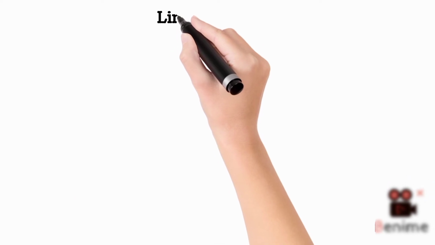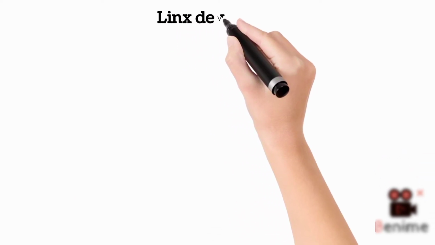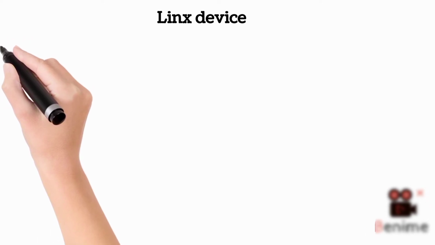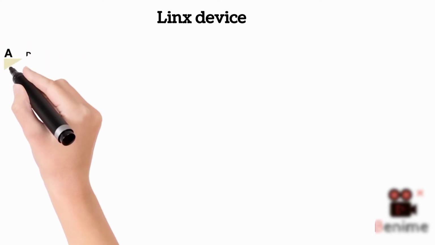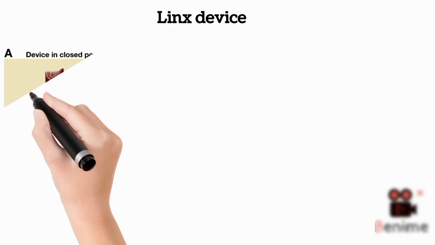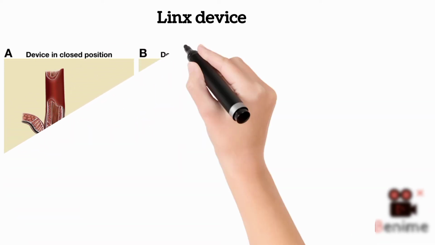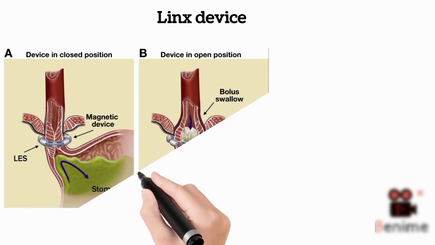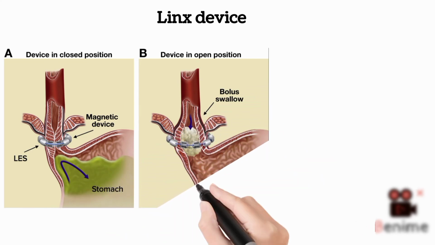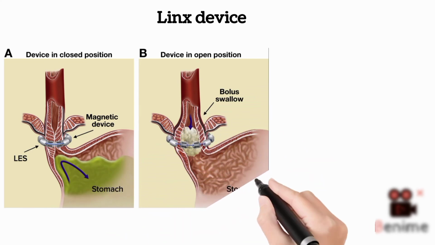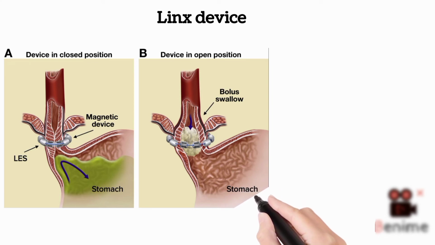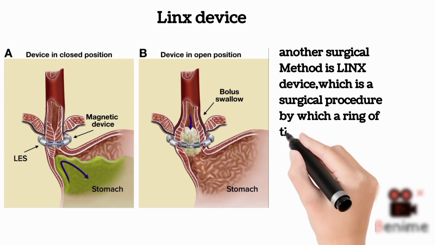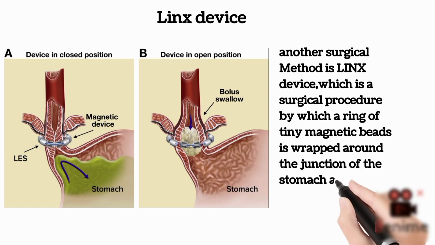Another surgical method is Lynx device, which is a surgical procedure by which a ring of tiny magnetic beads is wrapped around the junction of the stomach and esophagus. The magnetic attraction between the beads is strong enough to keep the junction closed to refluxing acid, but weak enough to allow food to pass through. The Lynx device can be implanted using minimally invasive surgery. The magnetic beads do not have an effect on airport security or magnetic resonance imaging.